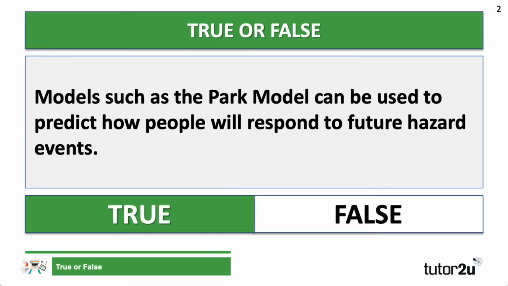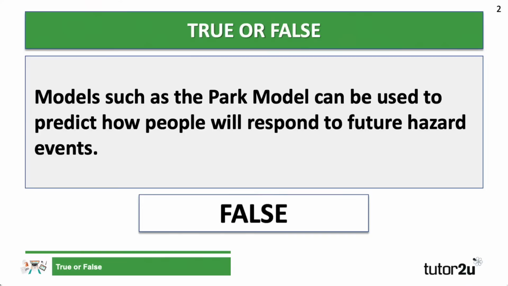Now that one is false because essentially the park model we use to compare previous events and looking at the time scale that people describe the impact happening over. So it's not really about predicting specifically, it's more about looking back at historic events and thinking about how dramatically impacted people were. It might inform people's planning, but it won't really help us predict how individuals or governments will react.